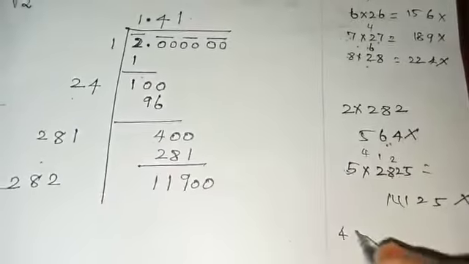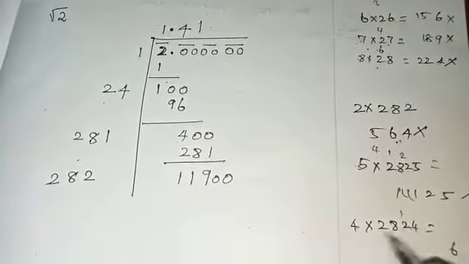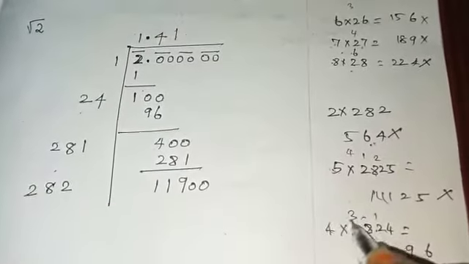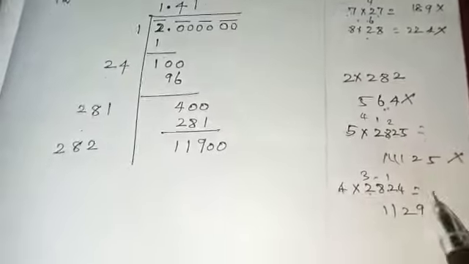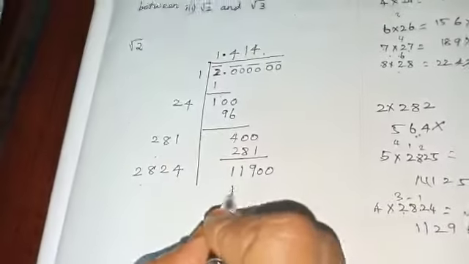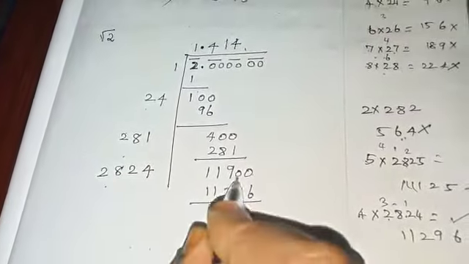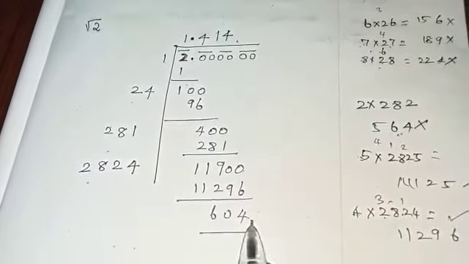So, I will choose 4. 4 means 282, 4 means 4 4s are 16, balance 1, 4 2s are 8 plus 1, 9, 4 8s are 32, balance 2, 4 2s are 8, 8 plus 3, 11. So, it will come. So, here I will write 4, here also 4. So, 4 into 2824, 11,296. 10 minus 6, 4, 9 minus 9, 0, 8 minus 2, 6. So, here itself I stopped.